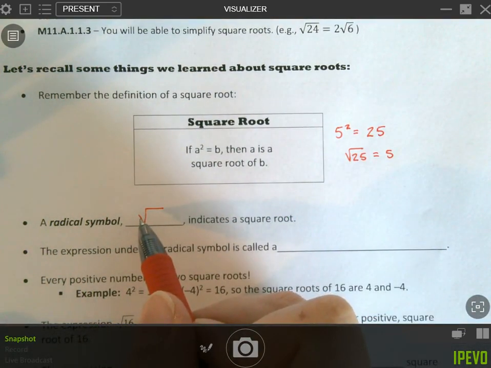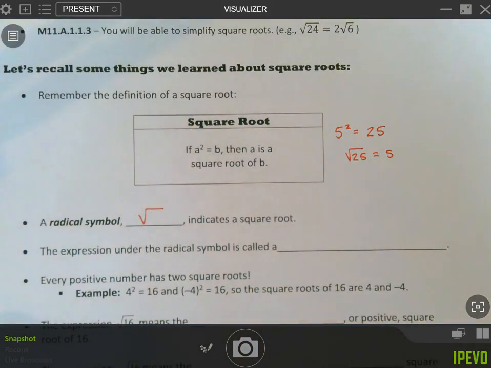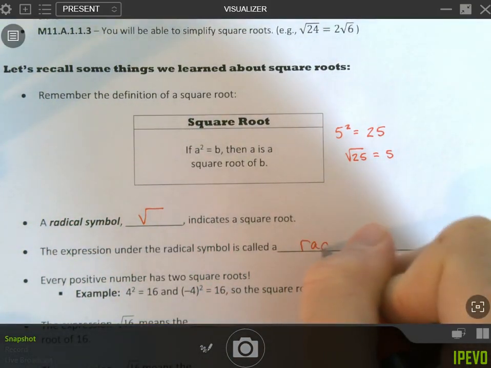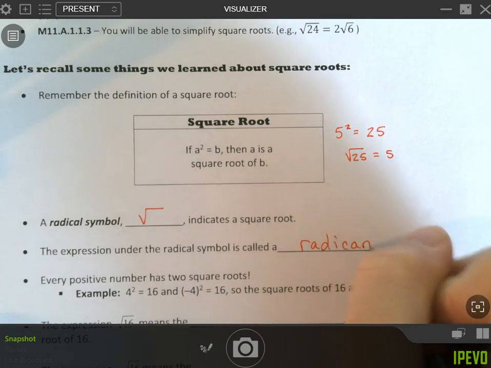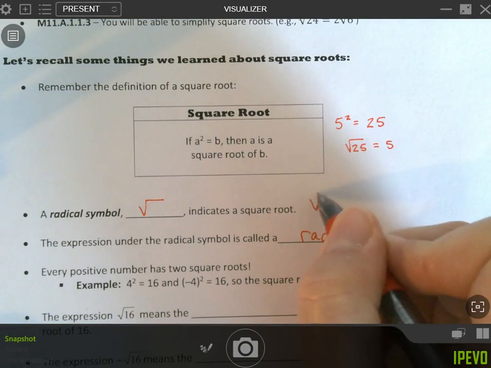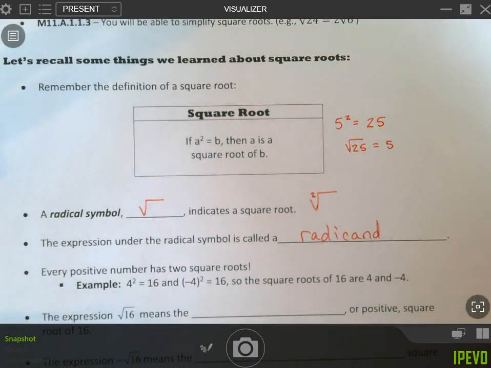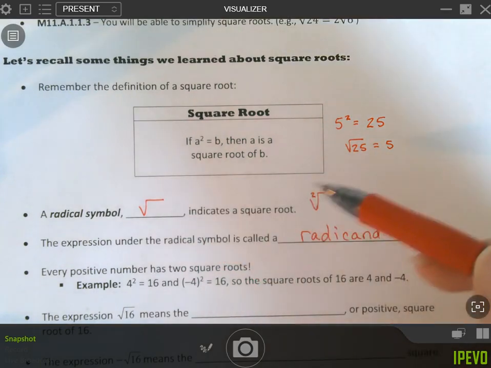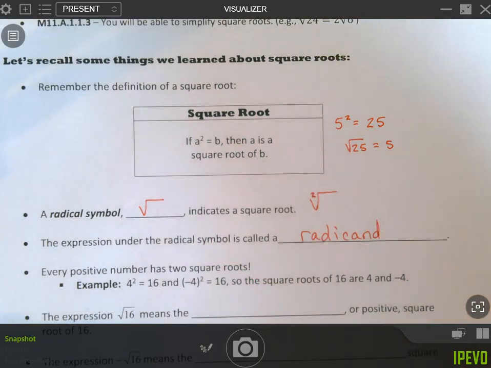It's not a longhand division. It has a little crook here. And the expression under the radical is called the radicand. Now, we're only focusing on square root, so it's understood that there's a little 2 there. But we don't have to show that because when you see this, we understand it's a square root. However, if it's a cube root, you put a little 3 there.